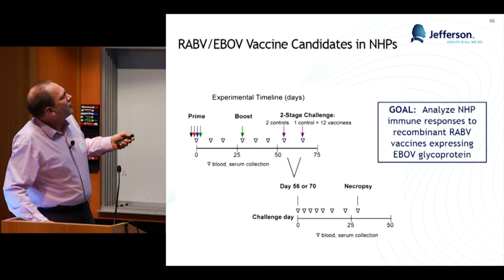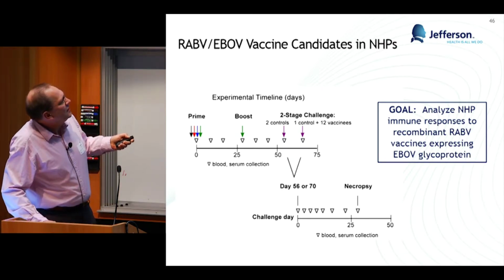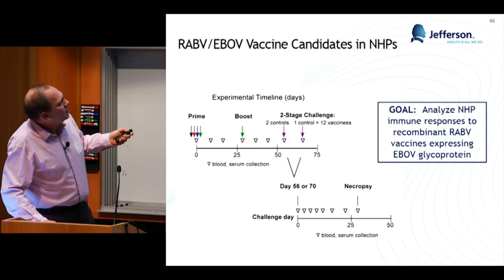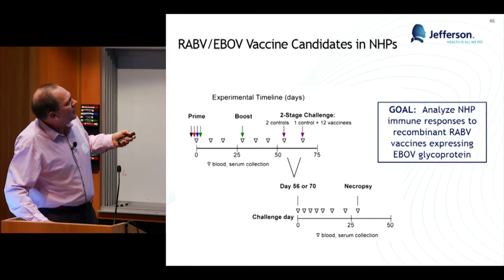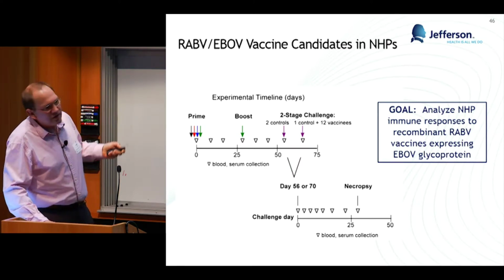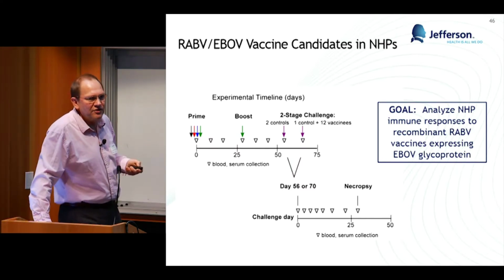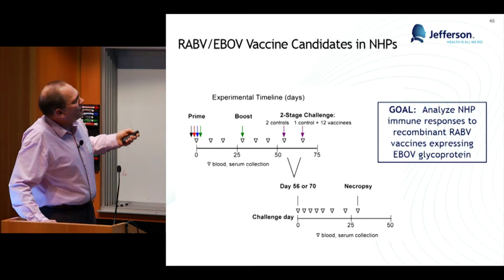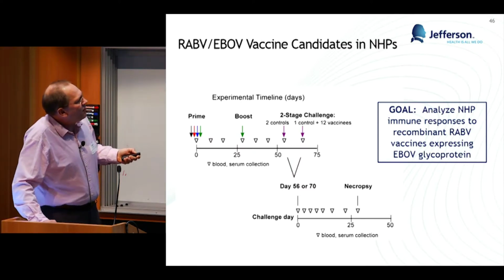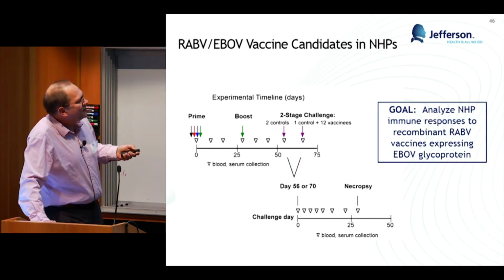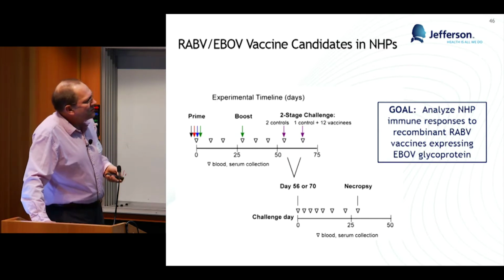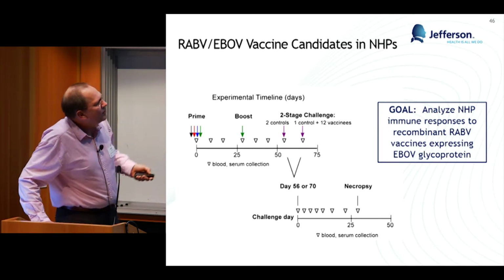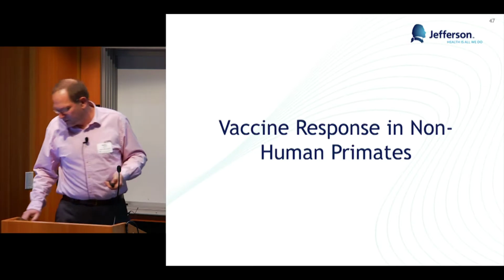Here you see prime, boost, and then we challenged. Because we used rhesus macaques, we challenged 2 controls a little bit earlier just to make sure that our challenge virus really kills these monkeys. And here is the other control and the vaccinees. And then we follow, by standard, the animals with blood draws and analyze the immune responses.